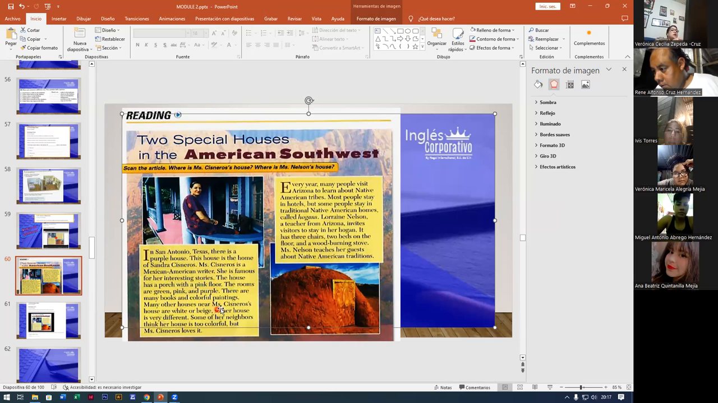Many other houses near Mrs. Cisneros' house are white or beige. So her house is very different. Some of her neighbors think her house is too colorful, but Mrs. Cisneros loves it. So what do you think about Mrs. Cisneros' house? What characteristics does it have? Can you mention some characteristics, details?